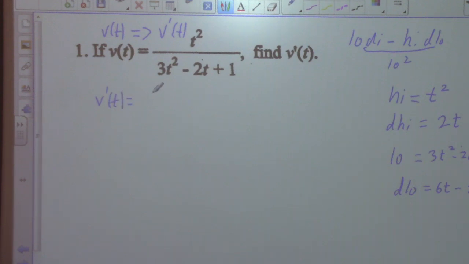And for this, v prime of t is equal to low d high. So you take the low, which is 3t squared minus 2t plus 1, d high, and here's your d high, minus high, well, here's your high, which is t squared, d low. So 6t minus 2, it's all over low squared.